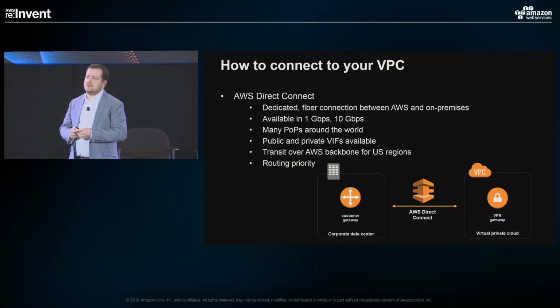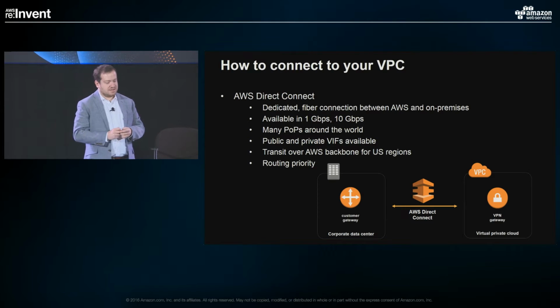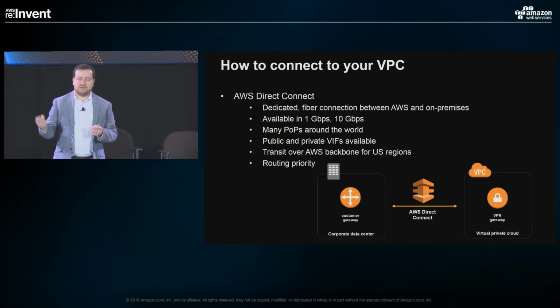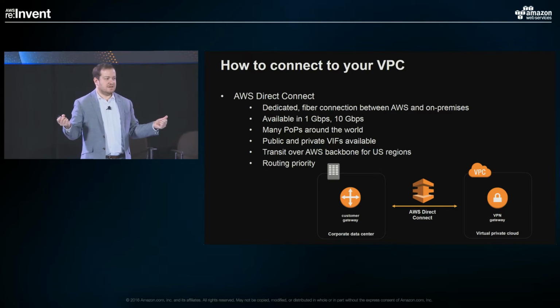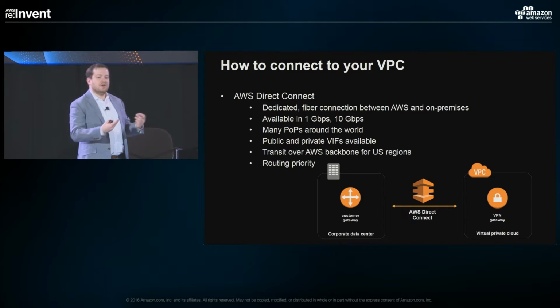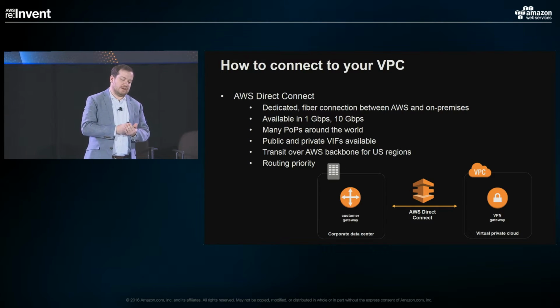Another benefit of Direct Connect is that it gives you transit over the AWS backbone for US regions. So if you've got a Direct Connect in US East 1 and you're accessing an S3 bucket in US West 2, you're going to go over our private backbone to get there through Direct Connect.